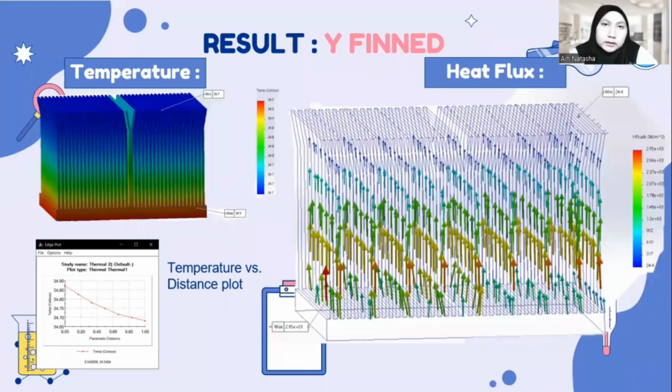Okay, Assalamualaikum. My name is NATASHA and I will present to you the result of the Y fin. As for the result shown for Y fin, the temperature minimum is 34.7 degrees Celsius and maximum is 34.9 degrees Celsius. The heat flux shown, the minimum is 24.4 and maximum is 2.95 exponent plus 0.3. And also the graph of temperature versus distance shows that the shorter the distance, the higher the temperature overall. That's all from me.